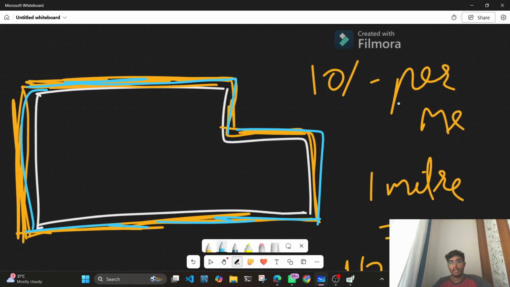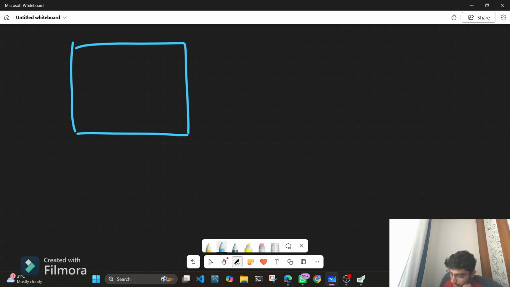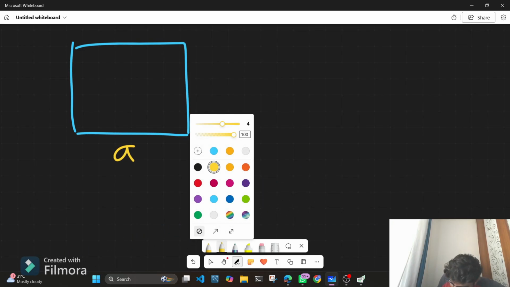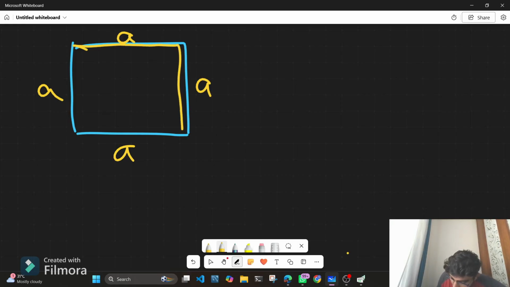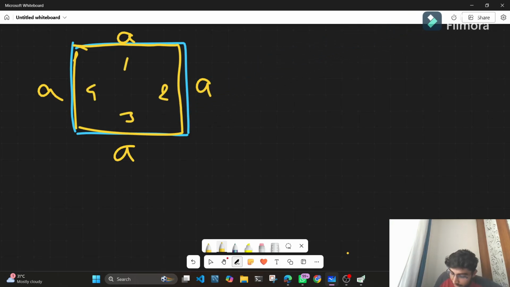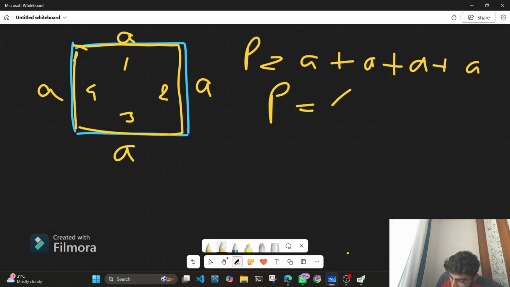Okay, cool. I'll just draw a rectangle and a square. You know that all the sides of a square are equal. So let's say my side is equal to A, A, and A. Now if I were to calculate the perimeter, what I need to do is sum all the lengths. So this is my first side, this is second, this is third, and this is fourth. If I sum all of them, the perimeter P is equal to A plus A plus A plus A, that is, 4 times A.